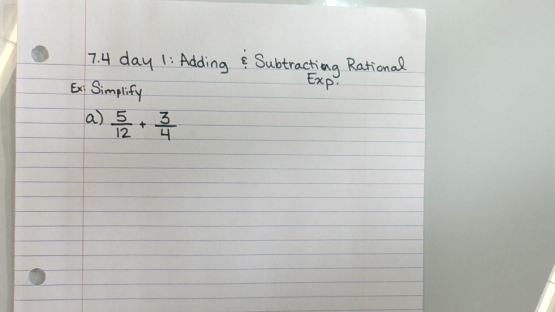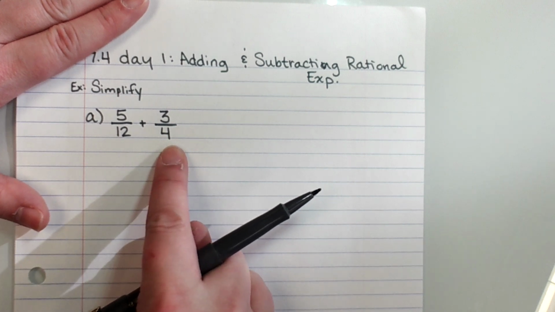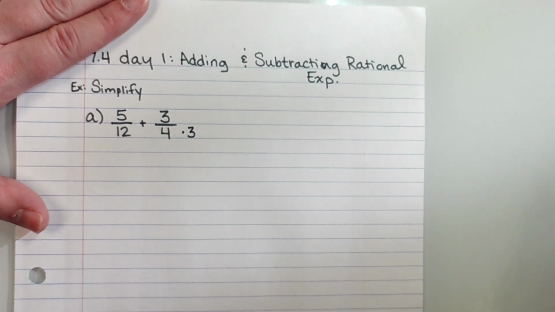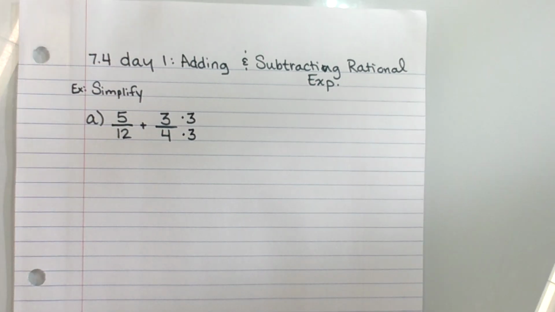Okay, 5/12 and 3/4. What would be our common denominator? 12, because I can make both of those denominators a 12. Essentially, you're looking for the least common multiple of the two denominators. So 12. Would you agree that this one is already 12? What do I do to this fraction? Times it by 3. Just on the bottom? And on the top. Why am I allowed to do this?